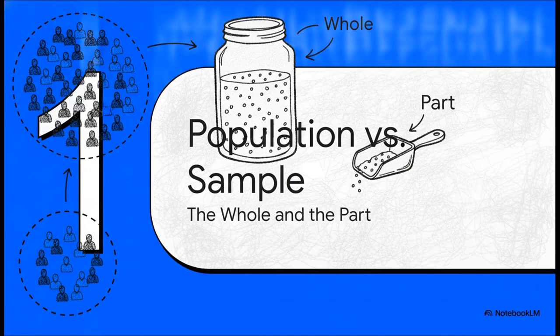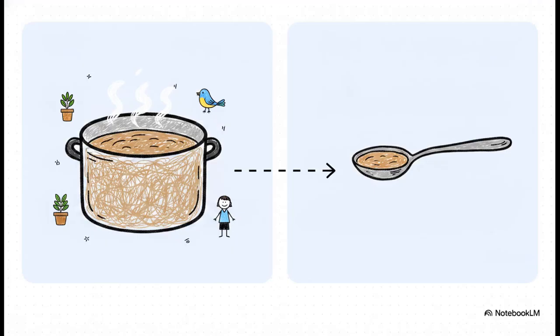All right, section 1, population versus sample, the difference between the whole and the part. Think of your research kind of like cooking a giant pot of soup. You don't need to chug the entire pot to figure out if it needs more salt, right? You literally just need one good spoonful. In research, the population is that whole pot. It's the entire group you want to study.